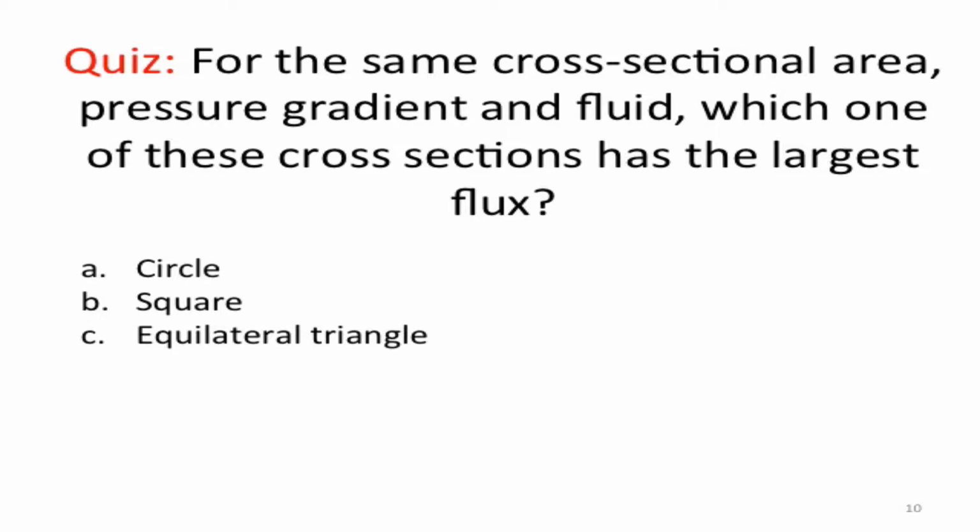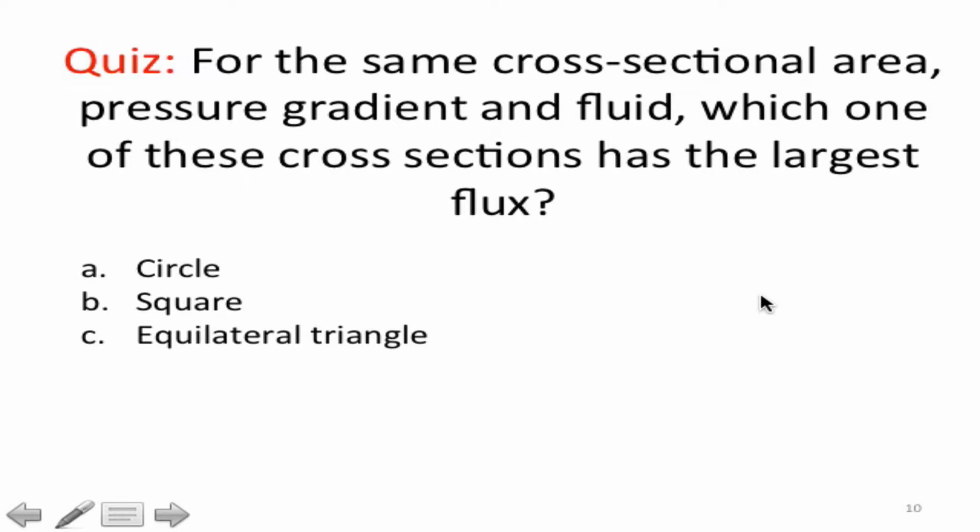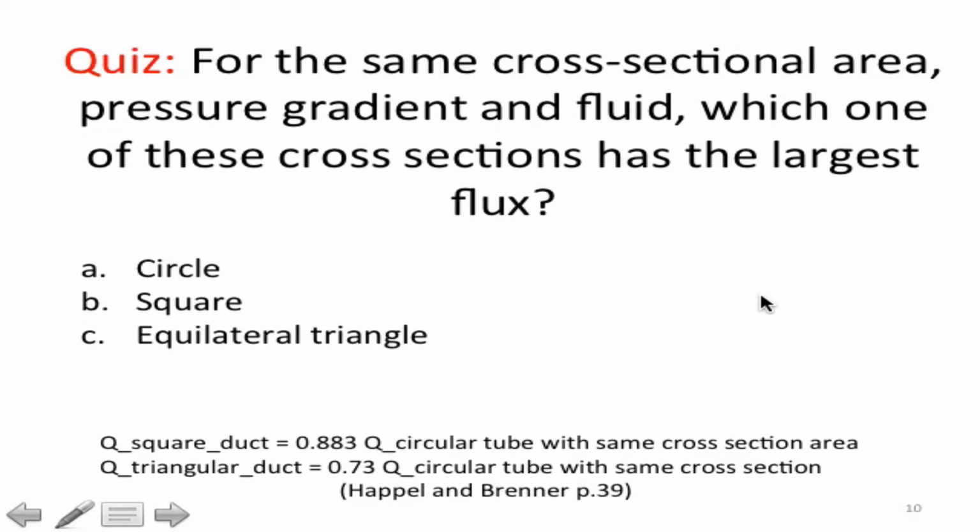So yes, circle, and actually if you could also go and throw things into these formulas, at least for the square and for the triangle, you will actually get that for a square duct, it's roughly 0.9 of the Q, and for a triangular duct, it's a little less. So square is actually a little more effective than the triangle is.